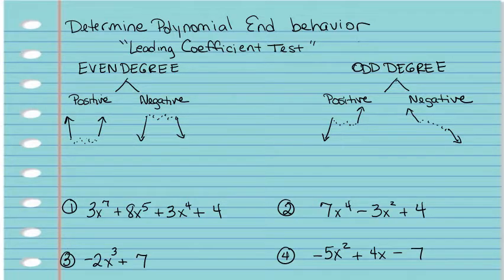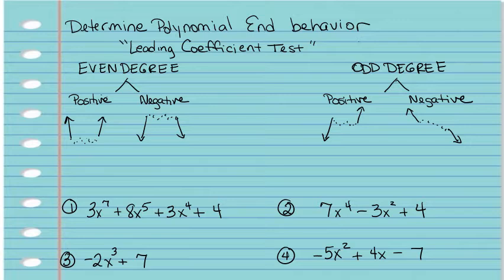Okay, today we're going to be able to look at a polynomial and determine what it's doing on its end, the end behavior. And we call this the leading coefficient test because we look at the leading coefficient of the polynomial and we make a determination if it's an even degree, an odd degree, and then we determine if it's positive or negative. If it's an even degree, positive, both ends go up.